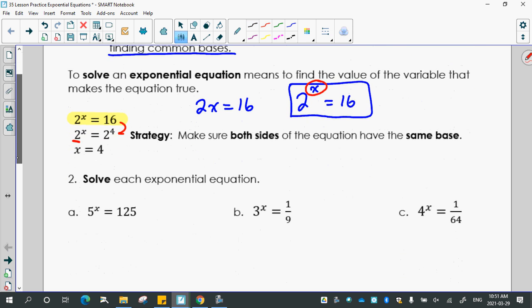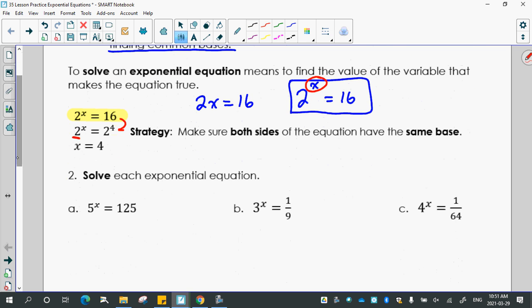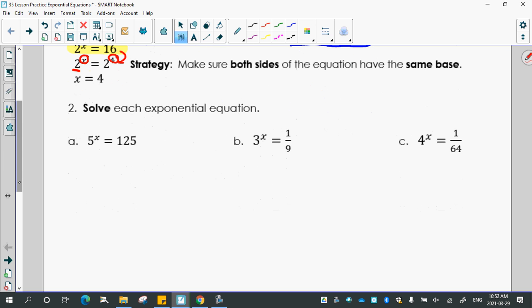So what we've done is we've created a really easy equation to solve, because what we're asking ourselves is what power do we put on 2 to get 2 to the power of 4? Well, obviously, x has to be 4. 2 to what power gives me 2 to the power of 4? 4. Okay, so x equals 4. So that's our strategy. Let's try it out.